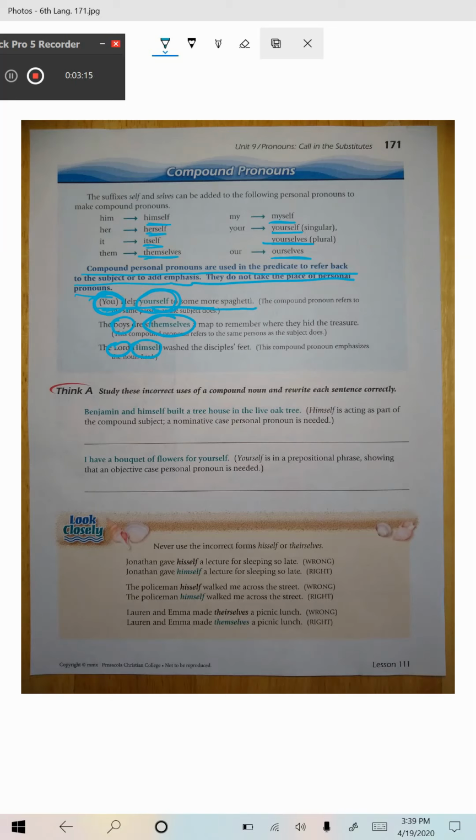Study these incorrect usages of a compound noun and rewrite the sentence correctly. So Benjamin and himself built a treehouse in the live oak. So the problem with this is himself is somebody besides Benjamin. And he's not named or referred to besides the himself. So the correct way to do this, I could say Benjamin and, can you see that? He himself. That's the only way you could use that.